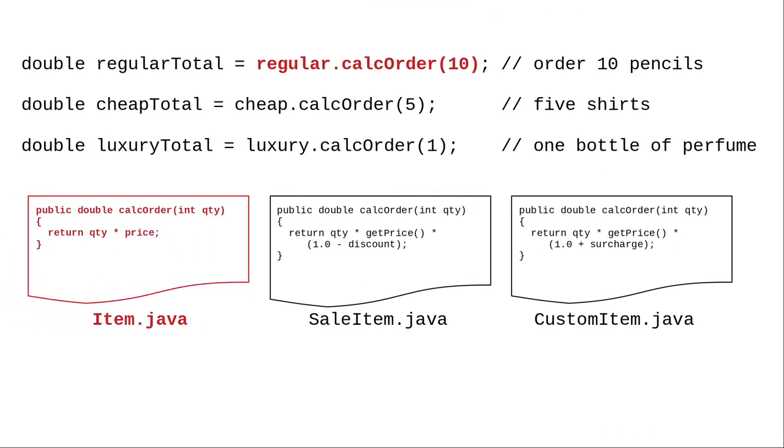When we call the calc order method for the regular item, the method in item is called because regular is an instance of item. When we call cheap.calcorder, the method in sale item is called because cheap is an instance of sale item. And when we call the calc order method for the luxury item, the method in custom item is called because luxury is an instance of custom item.